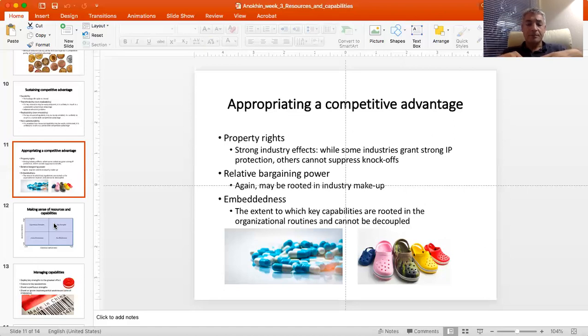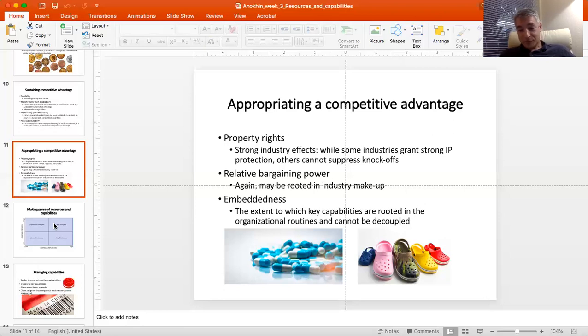But in some industries, it just so happens that individual employees appropriate a big chunk of value that they create, thus depriving the shareholders from the profits that they could expect.